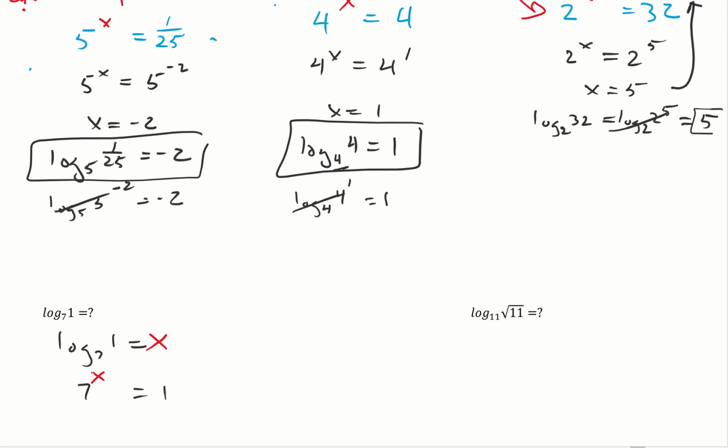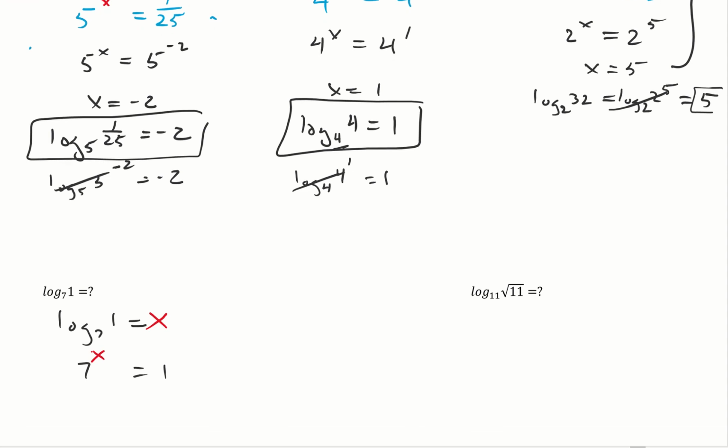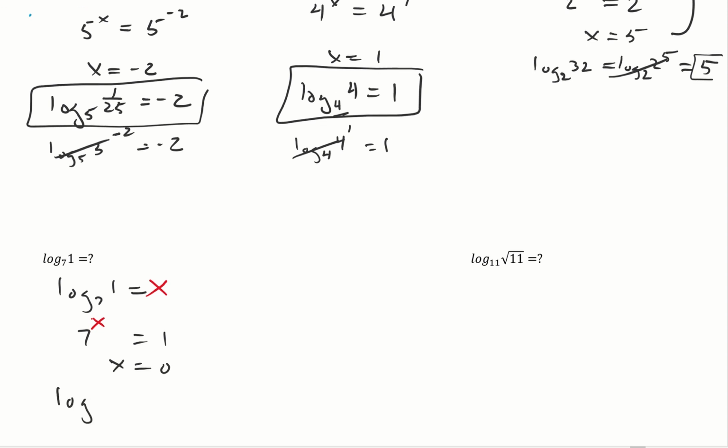People stare at that and stare at that and stare at that. What is that really equal to? What power gets you 1? Yeah, x is 0. So here's another thing you want to write down. Log base 7 of 1 is 0. In fact, that's true for whatever base you're talking about, because the 0 power gets you 1. That's the only one that gets you to 1, unless the base is 1, which is silly to say.